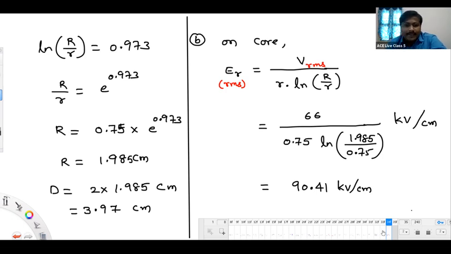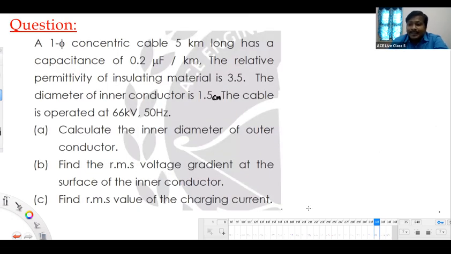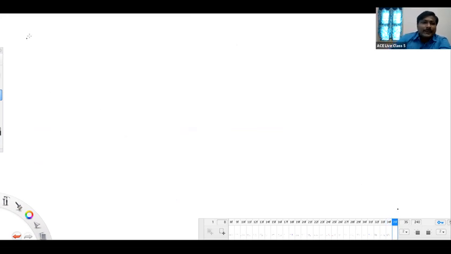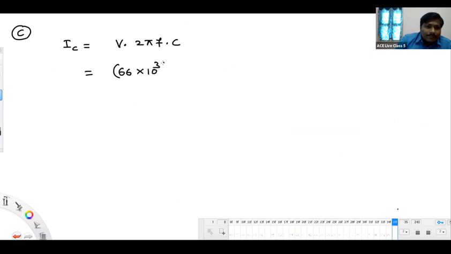Next, what's part C given? Find RMS value of charging current. Even though he didn't mention it, we have to calculate the RMS value of charging current. What is the charging current formula? V into 2 pi f into capacitance. What is the voltage? 66 kilo, you know already, and frequency 50. Capacitance how much?